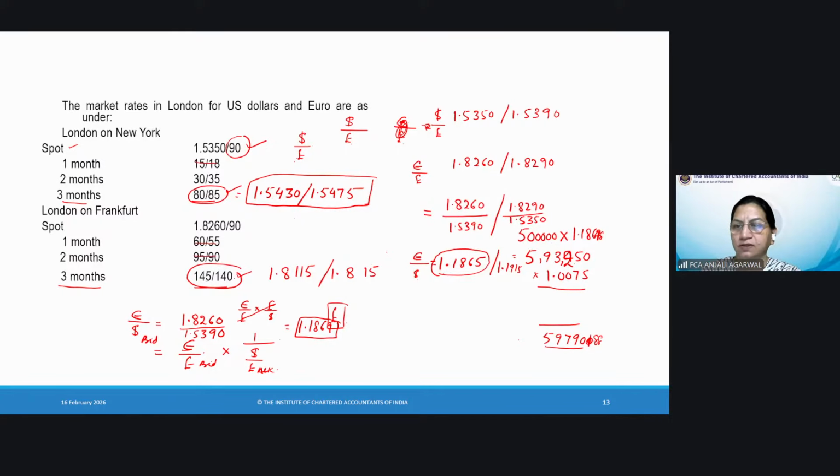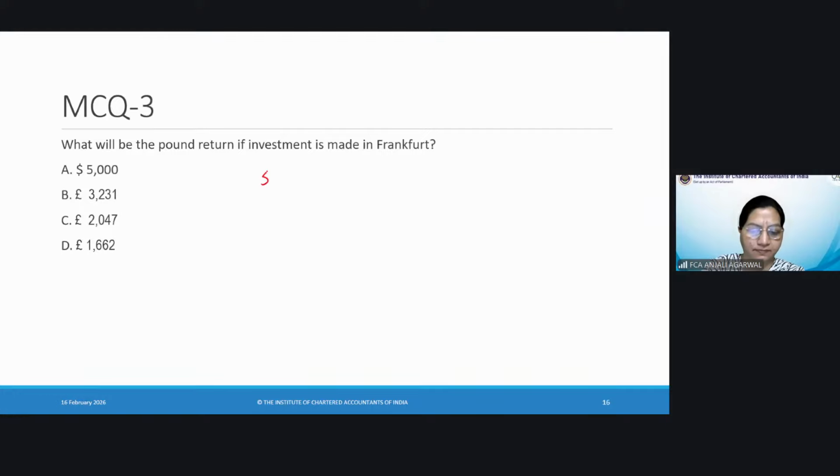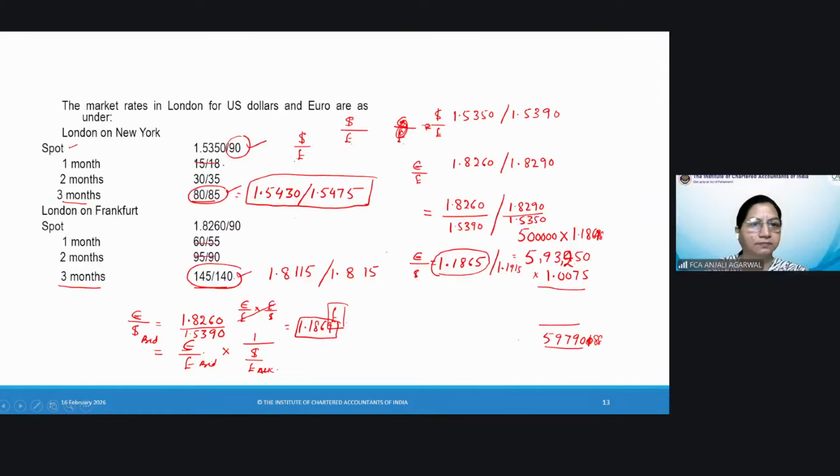048 it was. So 5,93,250 and into 1.0075. So this becomes 5,97,699. So after 3 months, these are the euros you have. Now convert these euros back to pounds. What is the euro to pound rate? Euro to pound rate is directly given here. After 3 months, it is this.